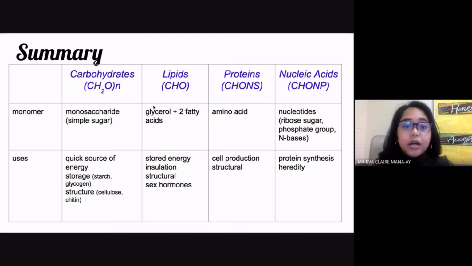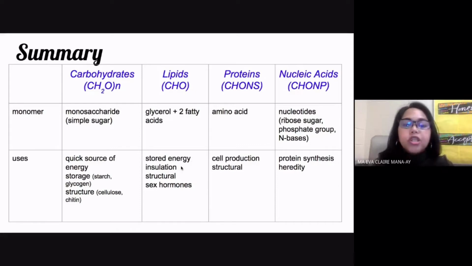Now for your lipids, the monomers here would be 1 molecule of glycerol and 2 fatty acids. As for the uses, just like carbohydrate, this is also a source of energy, but a more concentrated form of energy, and it is stored. If your body needs energy, the first thing it is going to consume is your carbohydrates. If your body has no carbohydrates anymore, that's the time it is going to target your lipids, because lipids are just stored energy, a more concentrated form of energy.